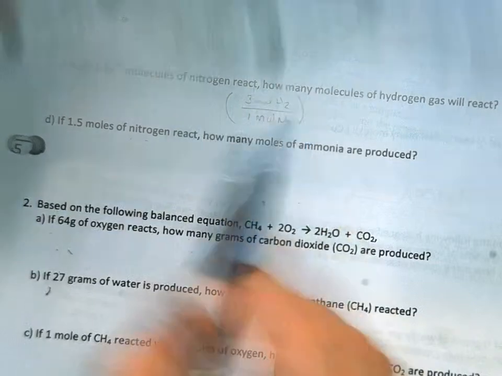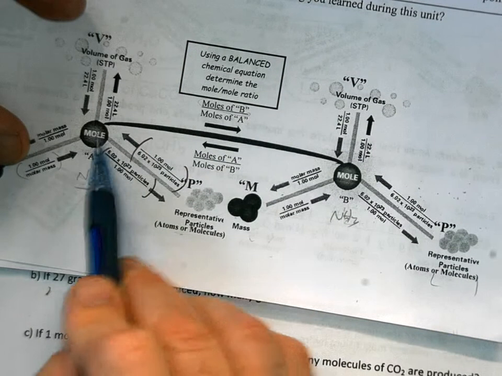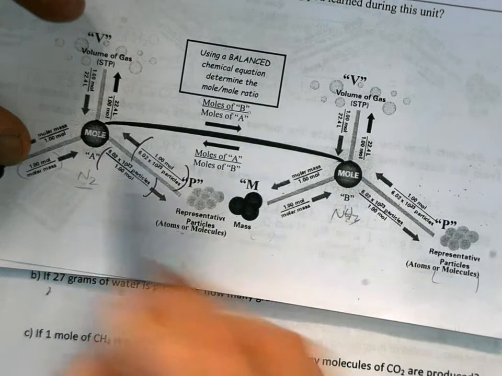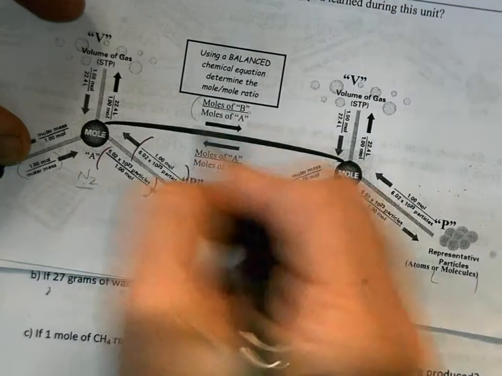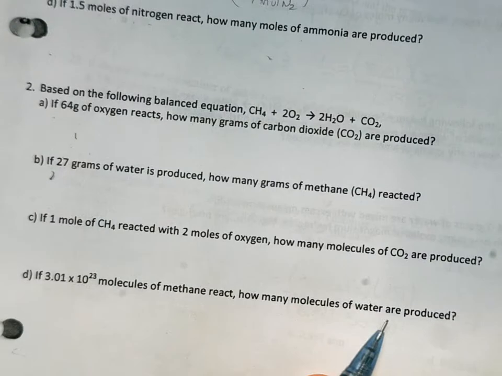So that's just going to be a one-step conversion, and that's what's nice about using the triangle, the road map. It lets you see if you're starting here and you have to end over here with moles of NH3, you just have one conversion factor, and it's the mole ratio based on the balanced equation. Okay, for number 2, similar thing.